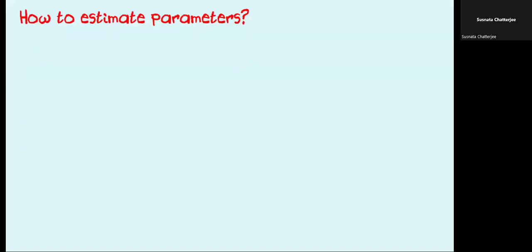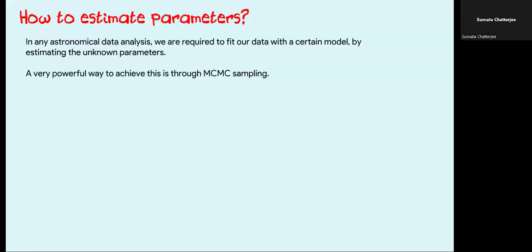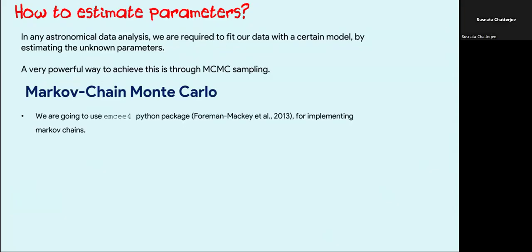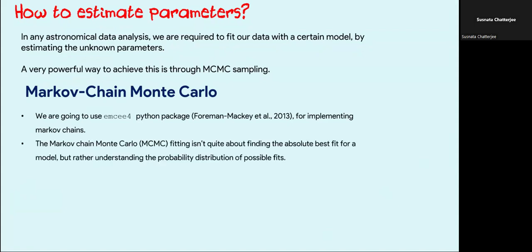Now, how to estimate our parameters? In any astronomical data analysis, we are required to fit our data with a certain model by estimating the unknown parameters. A very powerful way to achieve this is through MCMC sampling. MCMC stands for Markov Chain Monte Carlo. We are going to use the emcee Python package for implementing Markov chains. The Markov chain Monte Carlo fitting isn't quite about finding the absolute best fit for a model, rather understanding the probability distribution of the possible fits.